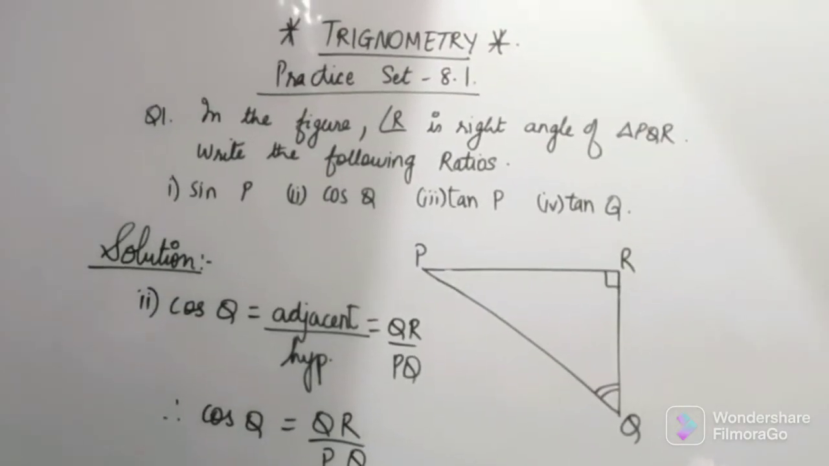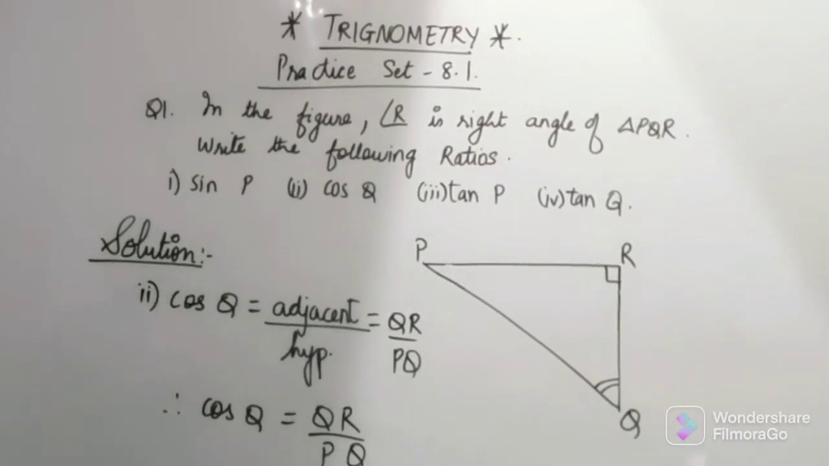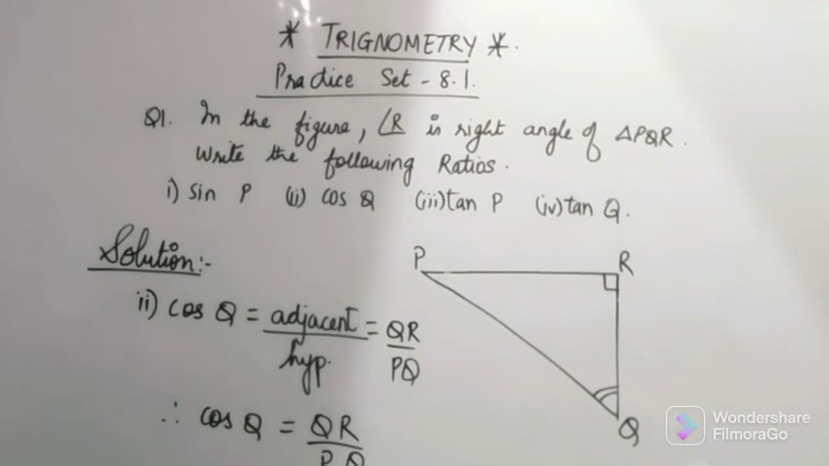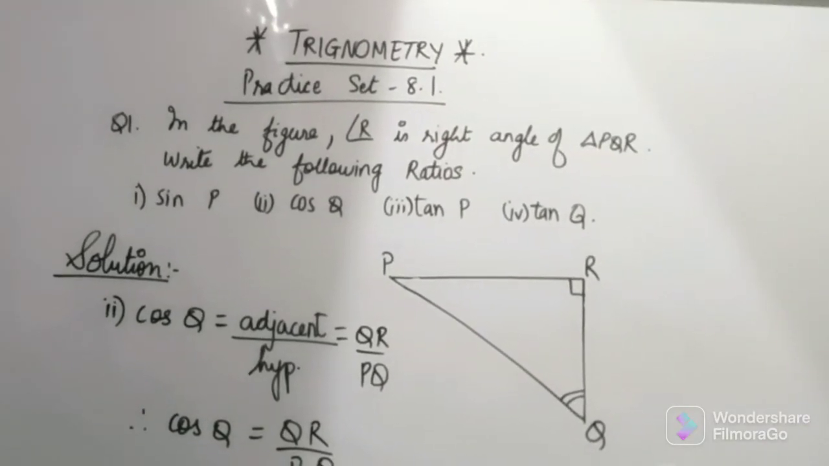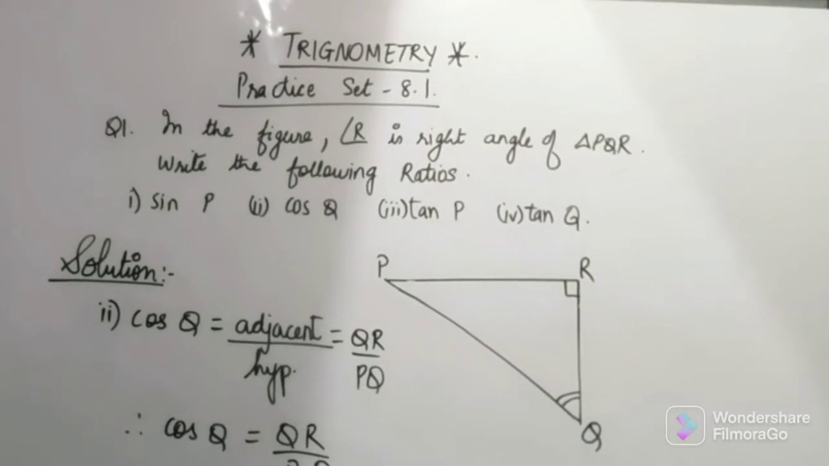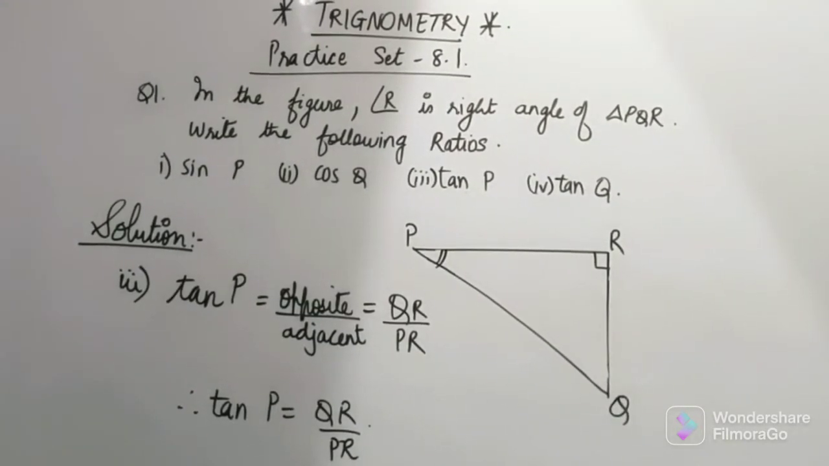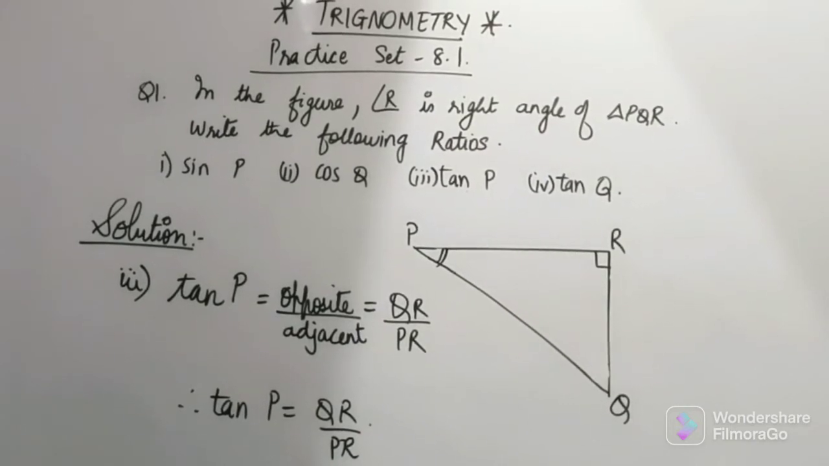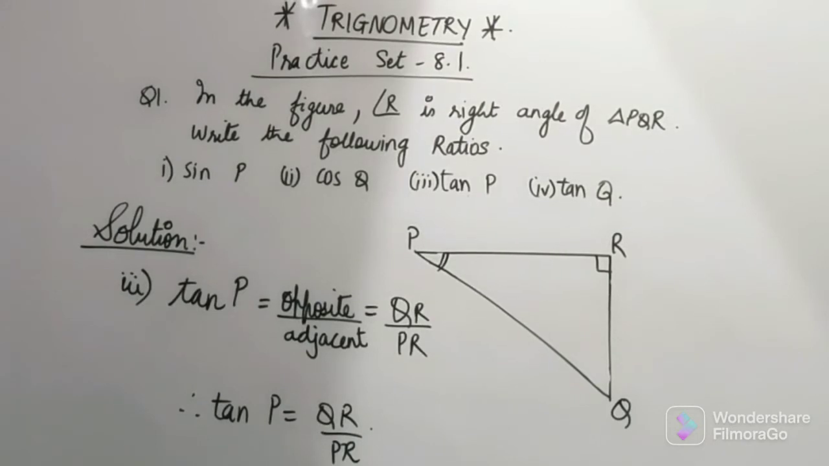Second is cos Q. Now remember, the angle is changed to Q, so cos is adjacent upon hypotenuse. So considering adjacent for Q side, it will be QR upon PQ. The third one is tan P. Again, you have to consider P side. So it is opposite upon adjacent. Opposite to P is QR and adjacent is PR.